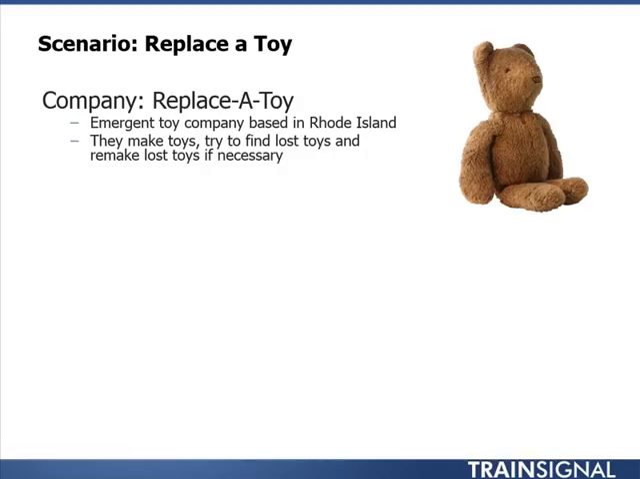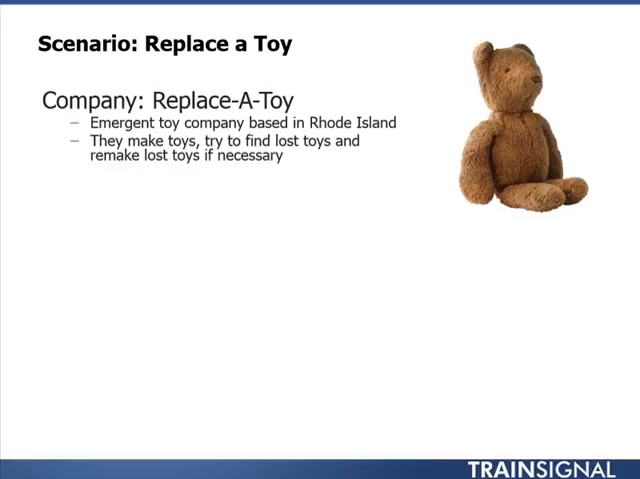The scenario that we're focused on for this discussion is a company called Replace-A-Toy. So they are an emergent toy company that's based in Rhode Island. Now they do make toys, but their main focus is on trying to find lost toys and remaking lost toys if necessary. So let's say you have a child that loses their favorite little puppy dog plush toy and it's 5 years old and you can't find a copy of it on eBay. If you have pictures of the little puppy dog, you can send it to Replace-A-Toy, and if they can't find one, then they will remake the toy as best as possible.